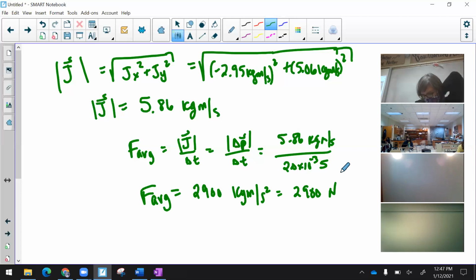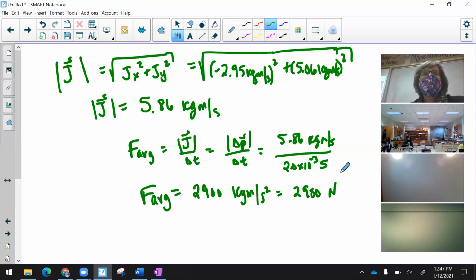So like I said before, and it bears repeating, if you're asked something about finding the average force or using the average force, it's probably referring to impulse or change in momentum, especially if that force is being applied over an amount of time. Okay. All right. We good?